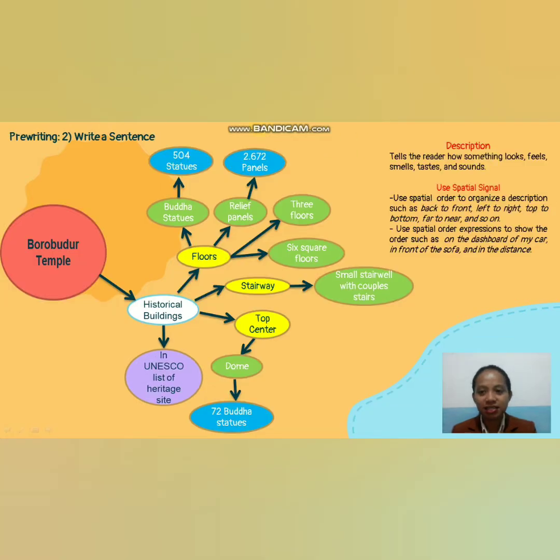Okay, students, the second is write sentences. The description here tells the readers how something looks, feels, tastes, and sounds, and then use spatial order to organize a description, such as back to front, left to right, top to bottom, far to near, and so on. And then use spatial order expressions such as on the dashboard of my car, in front of the sofa, and in the distance. Here is the mind mapping of Borobudur Temple.